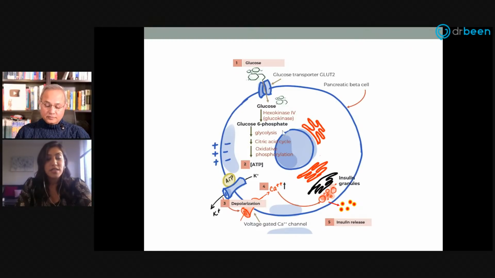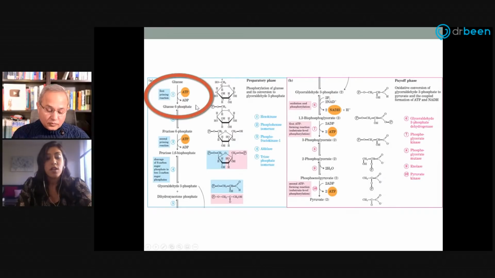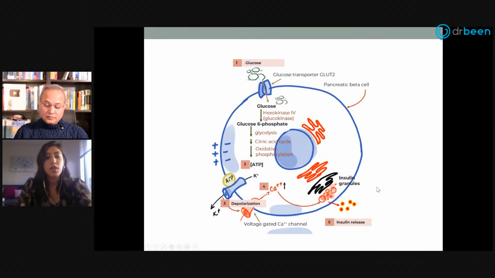Going further down, after glycolysis we're going to have the citric acid cycle and oxidative phosphorylation, which lead to the production of ATP. We can go to the next slide. Remember, ATP is the currency of the cell. Glucose will be converted to glucose 6 phosphate using ATP, go through glycolysis, the CAC, and oxidative phosphorylation, and then produce ATP. We can go further to the next slide. That will show you the whole process.